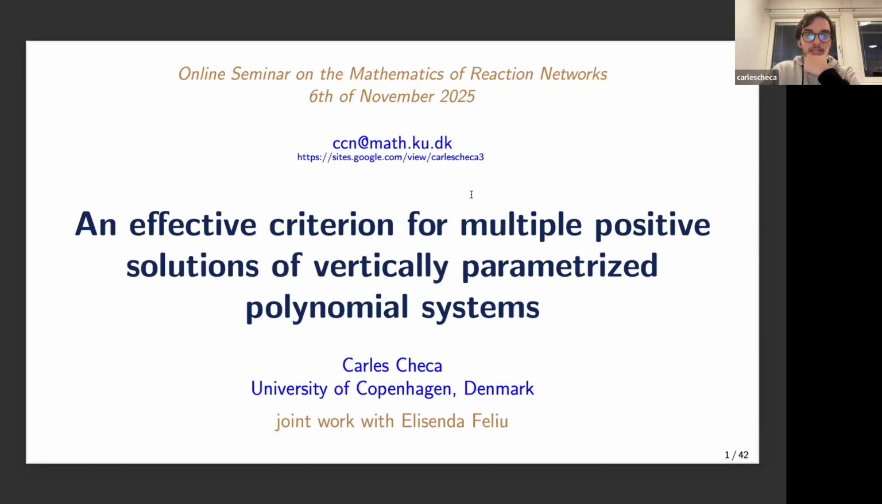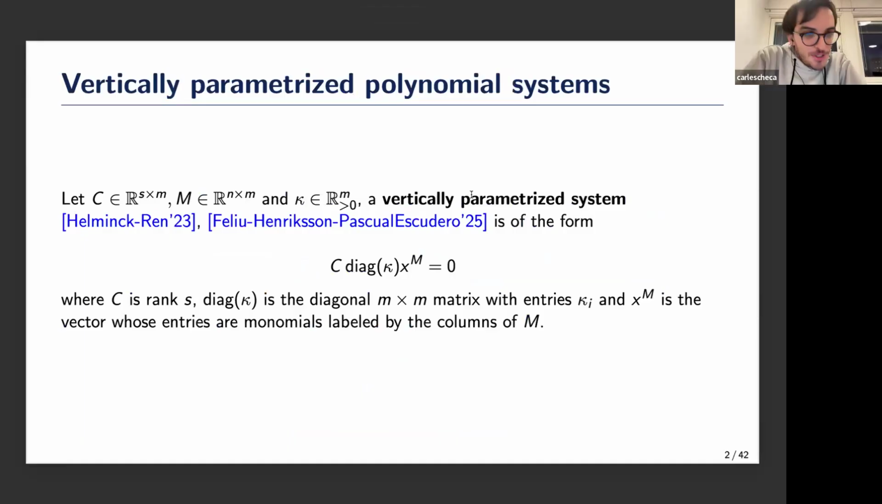In order to start, let me start by introducing the object of study. These are some polynomial systems that have been showing up in this community. They have been named and their main properties studied in these very nice papers. Fundamentally, they are polynomial systems which are defined by two matrices, right?